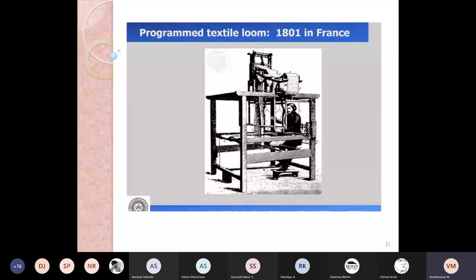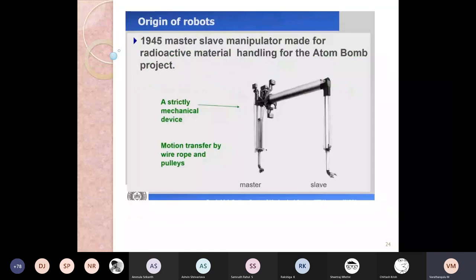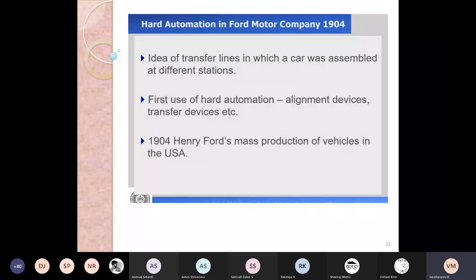That is the steam engine, and the first steam engine was introduced during 150 BC. And during 1904, the Ford Motor introduced automation in their transit lines in order to assemble the various parts of the cars. From that, we need to correlate the terminology robotics with the automation. And for doing the mass production, Ford introduced automation.